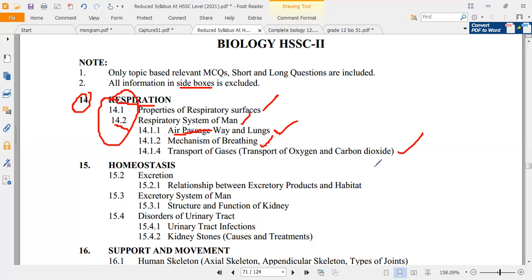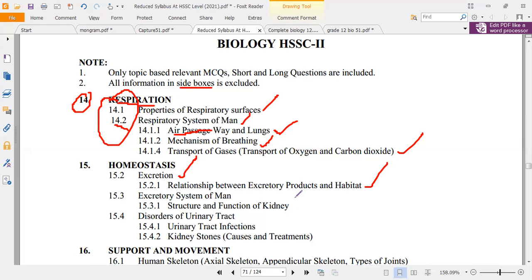There are disorders in the lungs, respiratory disorders and respiratory pigments, so they are excluded from this chapter. So let's come to the next one, that is homeostasis. In homeostasis, you can see the first one is excretion, but in your book that is mechanism of homeostasis, so that is excluded. So excretion and relationship between excretory products and habitat.